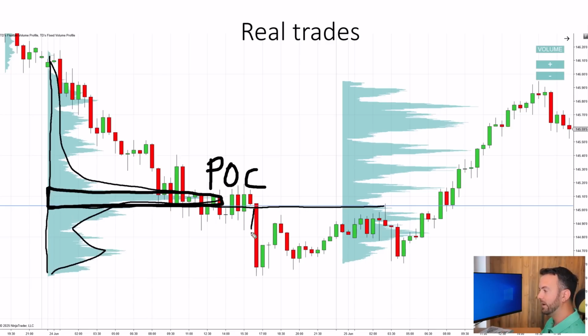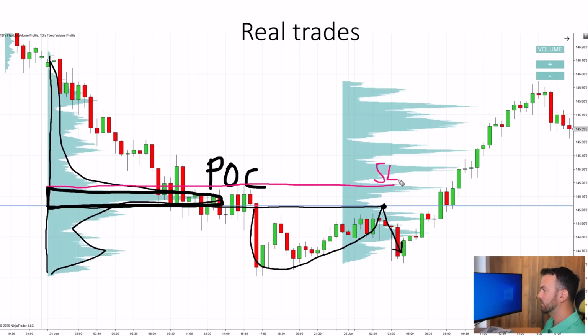The price moved away from that point of control, made a pullback, and this is where the price hit that level. At first touch, this is where I went short. The stop loss for this trade was in a low volume area. It was in here.